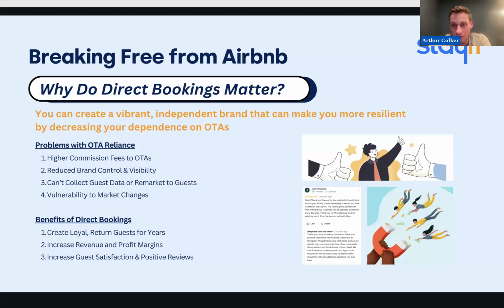Also, you are subject to all the whims of Airbnb or Vrbo when it comes to their policies around cancellation. Obviously, they can do arbitrary things, and so the more dependent you are on them, the chances are higher for something they do to disrupt your business. Then obviously when your bookings are flowing through OTAs, it's hard to get access to guest data. It's hard to remarket to guests, and we obviously have solutions that can help with that.